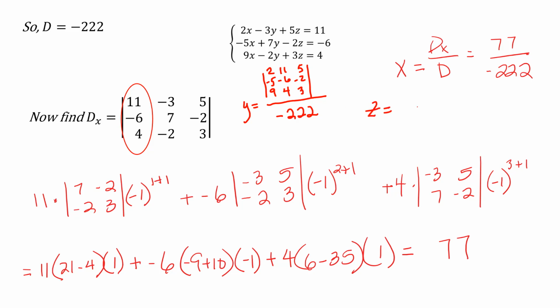And then for your z, you would do the same thing. The denominator is still going to be negative 222. And the numerator now is going to be the 3 by 3 with the z column replaced with the constants. So the z column is going to have 11, negative 6, 4. And the other two columns will just be the coefficients of those columns. So negative 3, 7, negative 2. So that's going to be your z. Those would be x. You already got x, and now that is going to be y and z. And when you write your answer, you will write it like this as a coordinate triple.